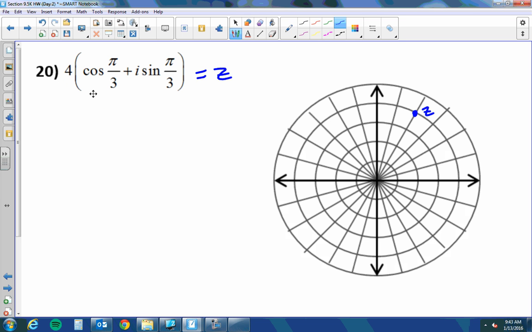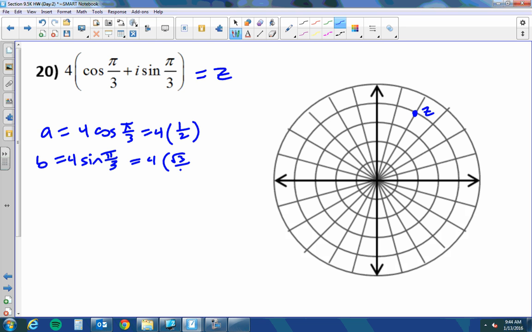Now we need to convert that into rectangular form, which is easy. You do the magnitude times cosine of theta for the horizontal, and you do the magnitude times sine of theta for the vertical. Like I said, same formulas. This is 4 times a half, right? 4 times square root of 3 over 2. So 2 for that one, 2 radical 3 for that one. Now it's not a point, it's a number. Rectangular form is a plus bi.